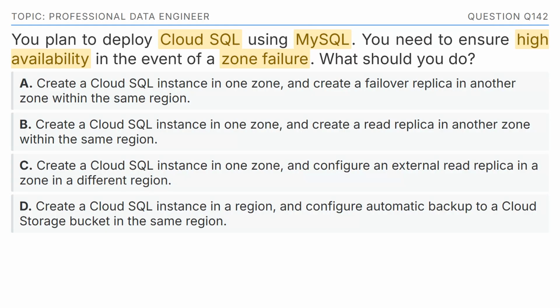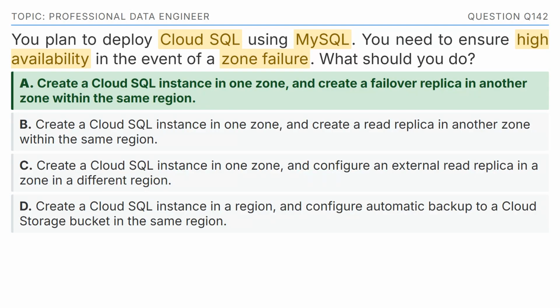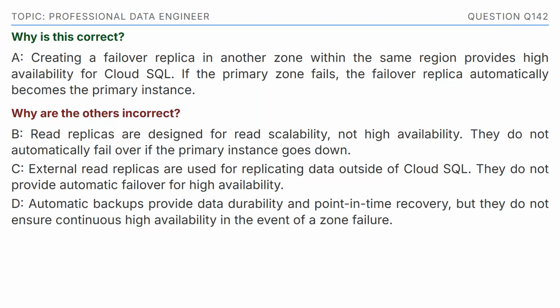To arrive at the correct answer, we focus on the keywords: Cloud SQL, MySQL, high availability, zone failure. The correct answer is option A. Create a Cloud SQL instance in one zone, and create a failover replica in another zone within the same region. Why is this correct? A. Creating a failover replica in another zone within the same region provides high availability for Cloud SQL. If the primary zone fails, the failover replica automatically becomes the primary instance.